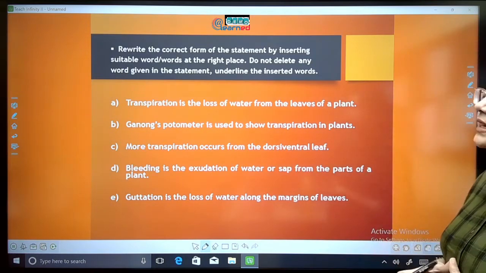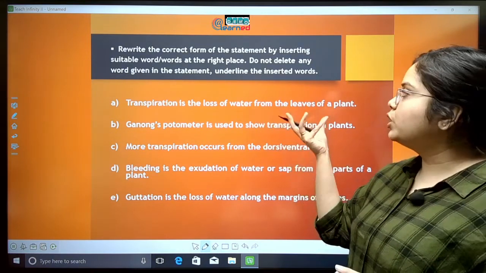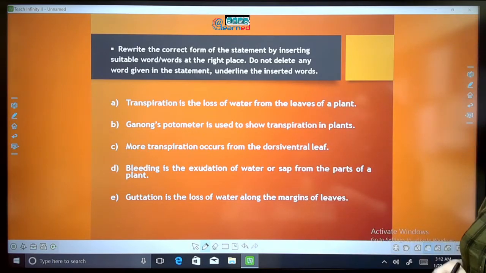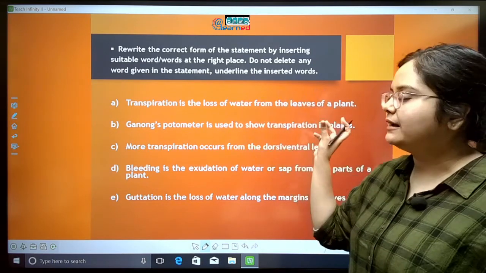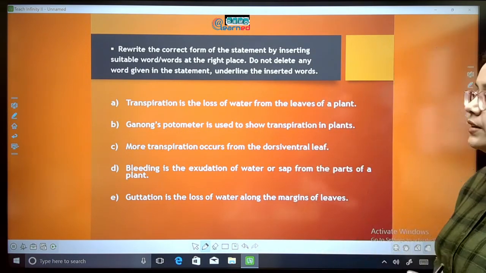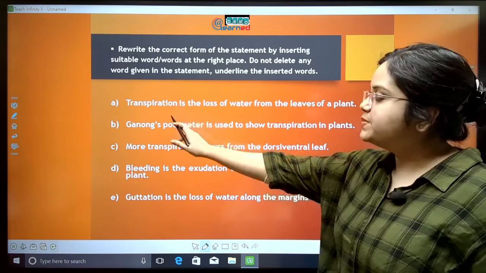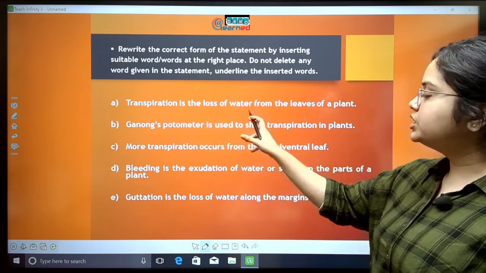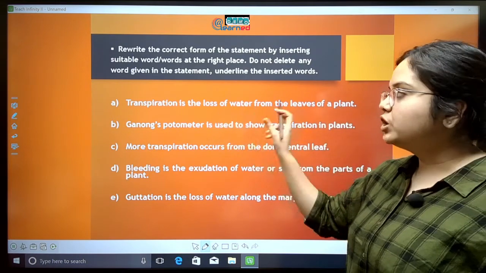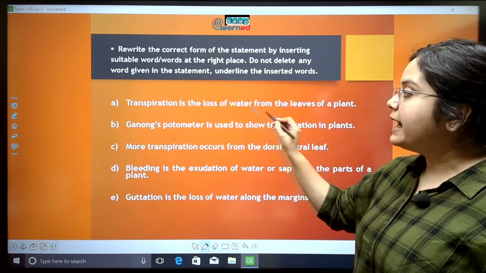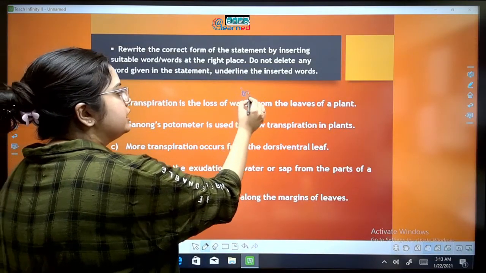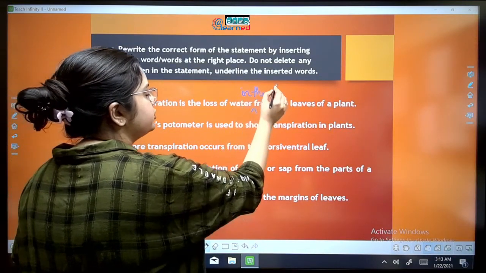Right, first one is: transpiration is the loss of water from the leaves of a plant. So, what is missing? Try to guess where we should put the blank. It is not as easy as the fill in the blank question. Transpiration is the loss of water from leaves, aerial parts of the plant, they have mentioned. Loss of water they have mentioned, but they haven't mentioned in the form of vapor. In the form of vapor.